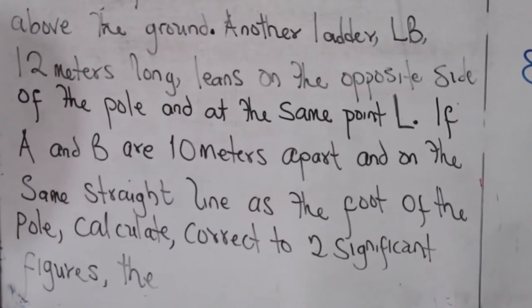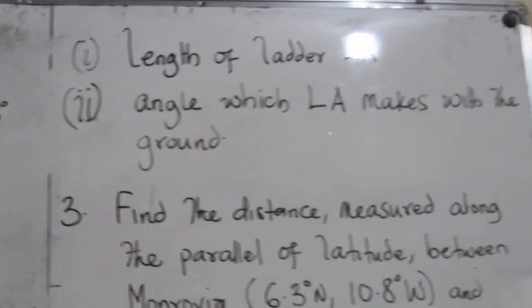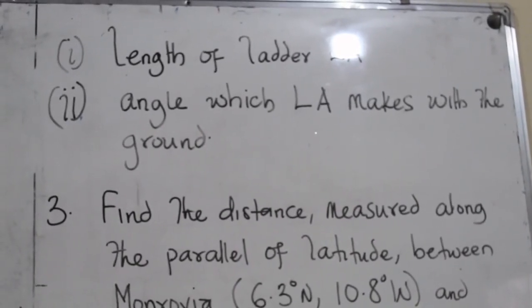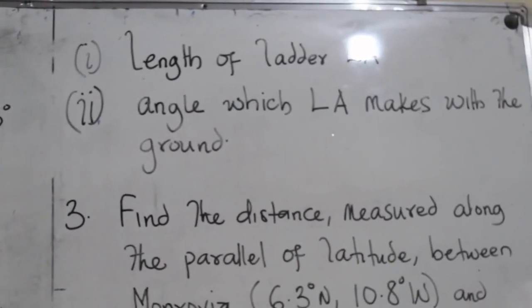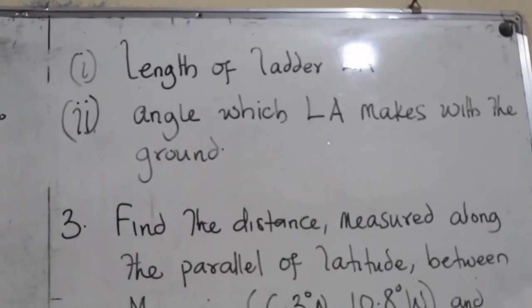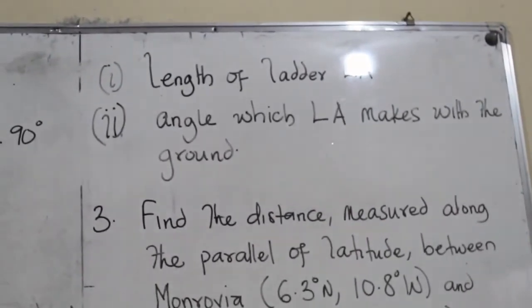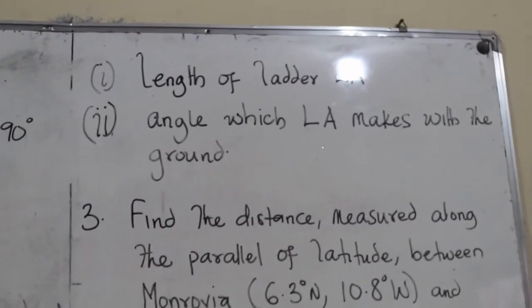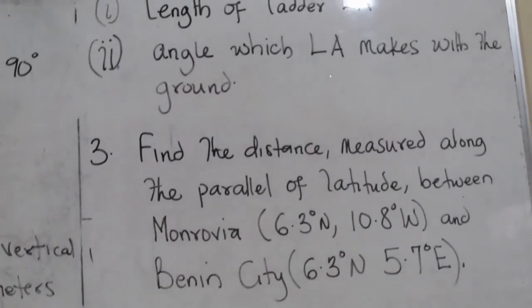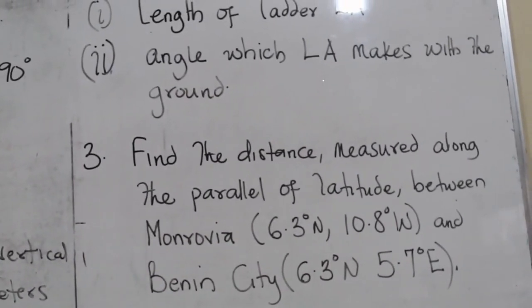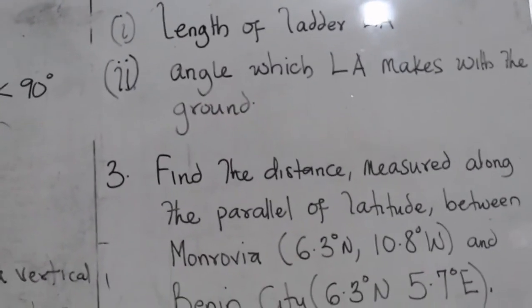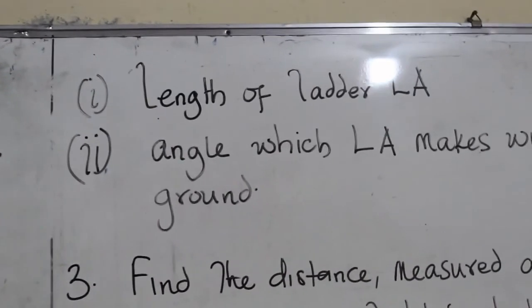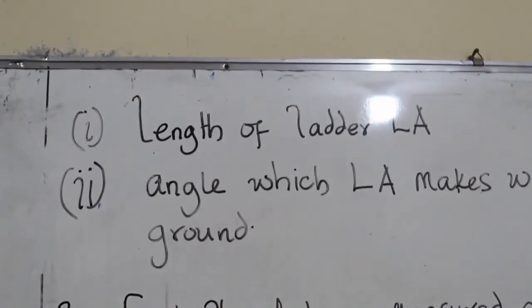calculate, correct to two significant figures, the length of ladder LA, and the second one, the angle which LA makes with the ground. I'll give you a hint. Try drawing a diagram to represent that question before you start solving it. That will tell you what to find first and what to find next.